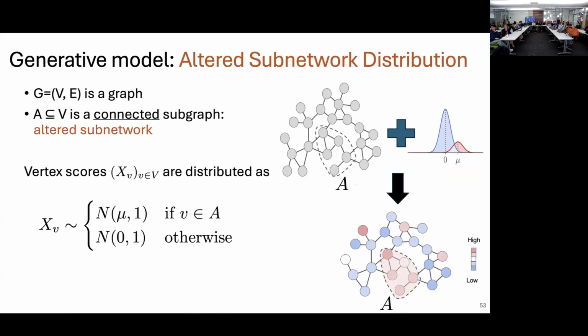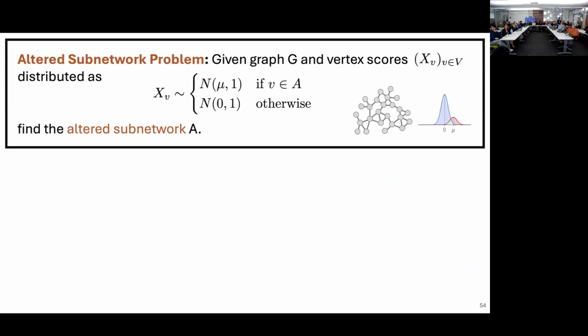This is something we call the altered subnetwork distribution. Here you have a graph, and you have a single subnetwork A, just for simplicity, that we call the altered subnet. Of course, you can generalize this to multiple subnetworks. We model vertex scores as coming from 1 of 2 different Gaussians, either one centered at 0 or one centered at some higher mean mu, depending on whether the vertex is in the altered subnetwork or not. With this generative model, you can pose the altered subnetwork problem as: given a graph and these vertex scores, you would like to find this altered subnet, the collection of nodes that have a much higher vertex score.